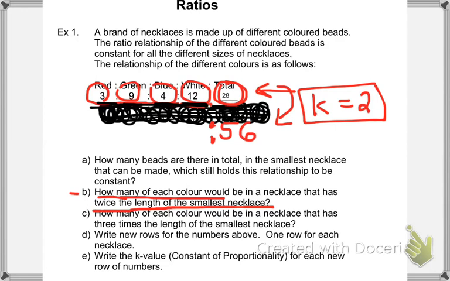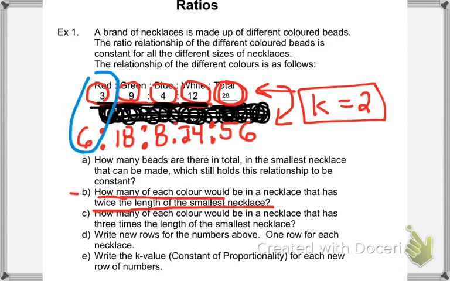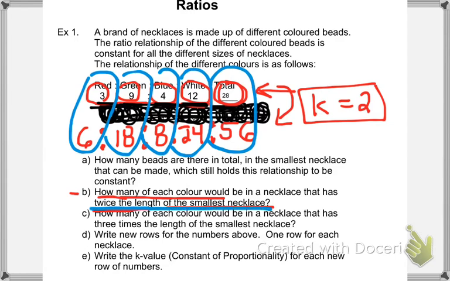You multiply 12 by 2 to get 24. You multiply 4 by 2 to get 8. You multiply 9 by 2 to get 18. And you multiply 3 by 2 to get 6. So that means there are 6 red beads, 18 green beads, 8 blue beads, 24 white beads, and 56 total beads altogether in a necklace that has twice the length of the smallest necklace.